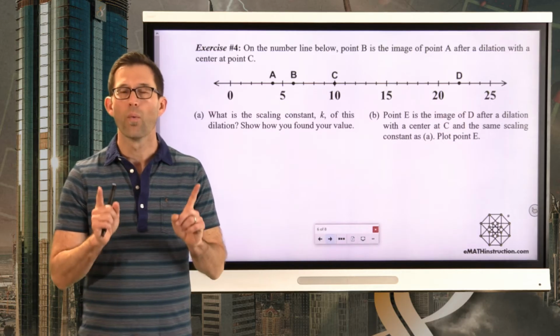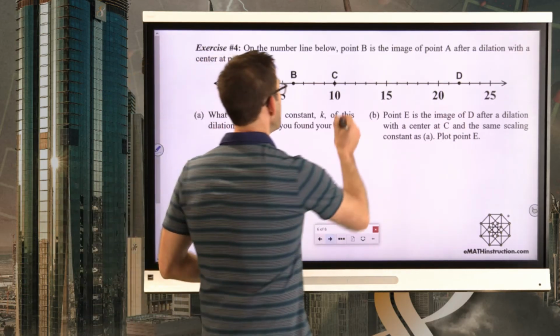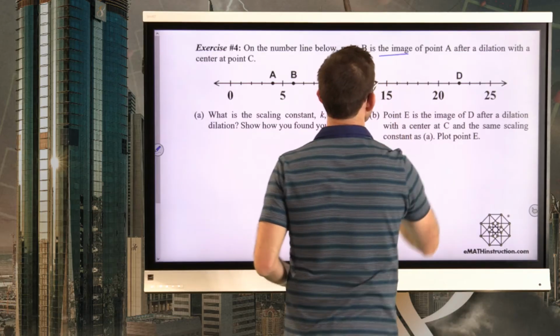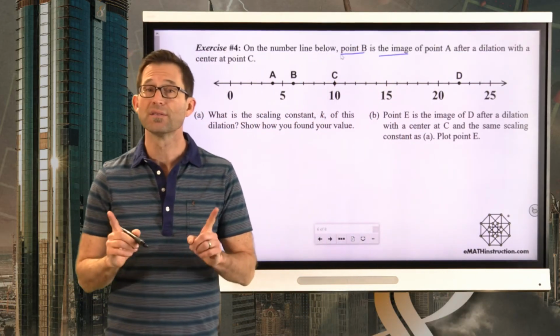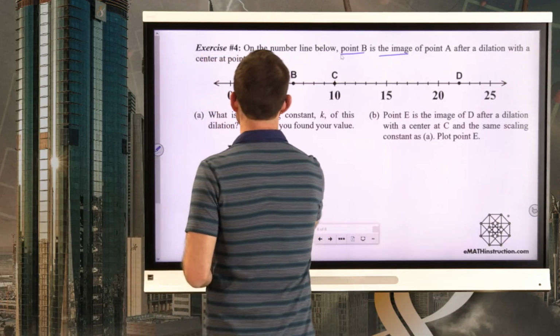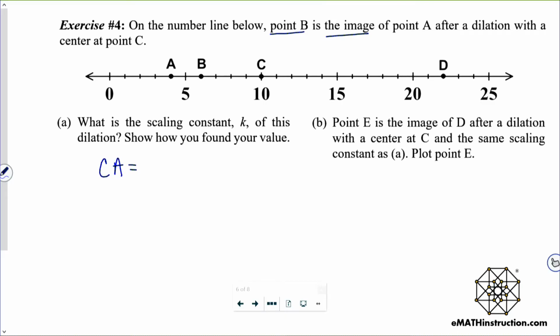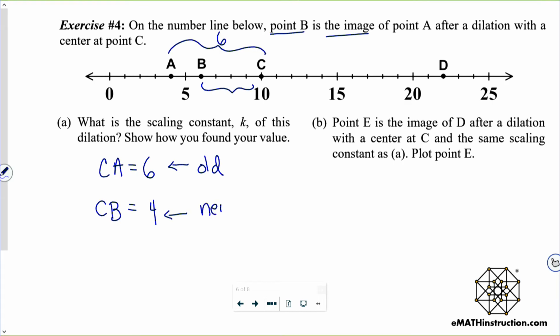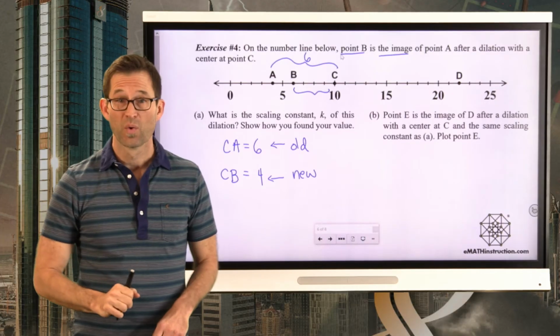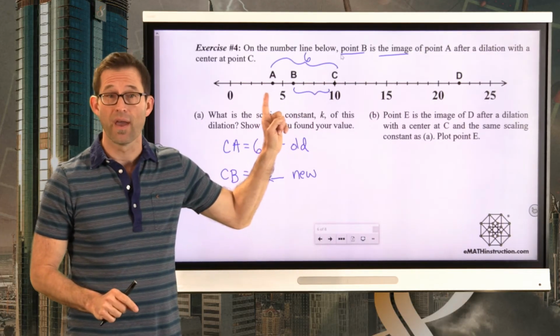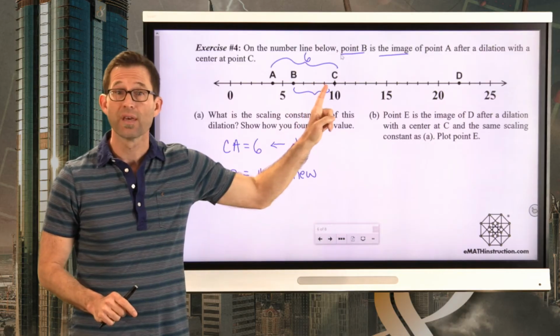All right, now we have to be very careful here. Point B is the image, all right? Point A is the original. So take a look at this, right? CA, that distance is equal to 6. CB, that distance, is equal to 4. And note that CA, that's the older distance. CB, that's the newer distance, right? B is the image of A after a dilation with a center at C.